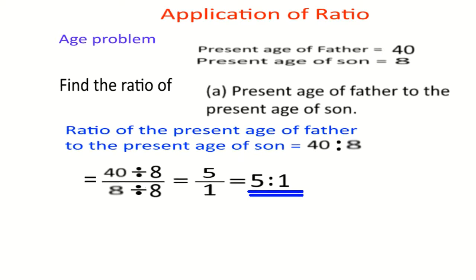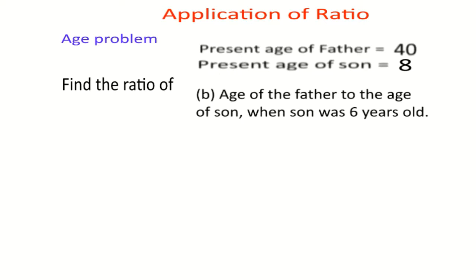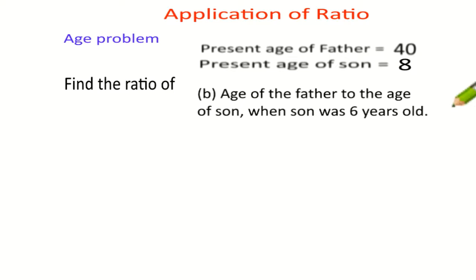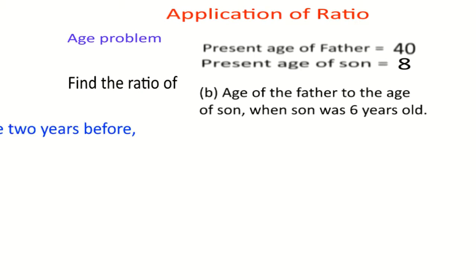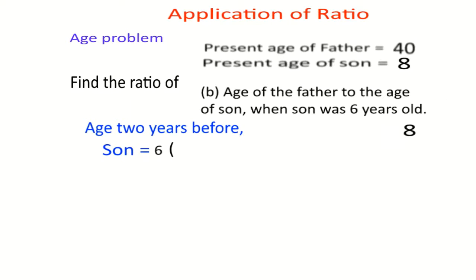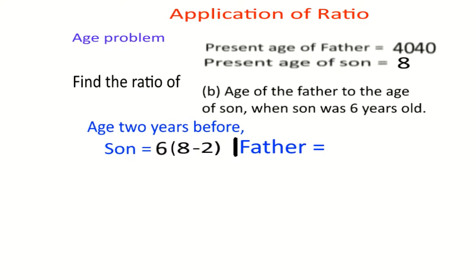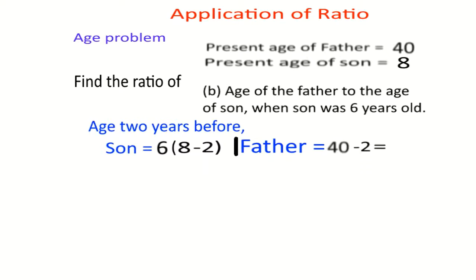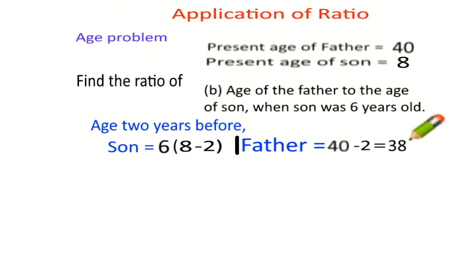Now we can solve the second problem. Age of the father to the age of son when son was 6 years old. Here it is given the age of son is 6. We know the present age of son is 8. So the son's age was 6, 2 years before. That means we need to find what was the age of father 2 years before. Let us do it. Now we know the father was 38 when son was 6 years old.